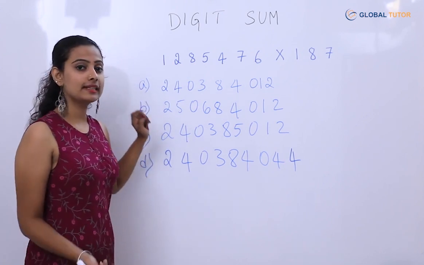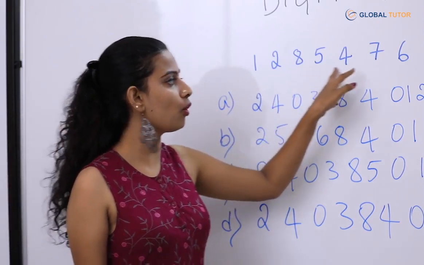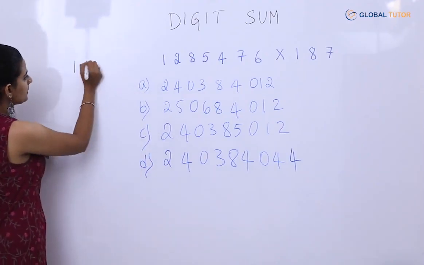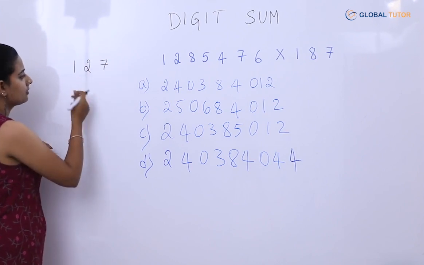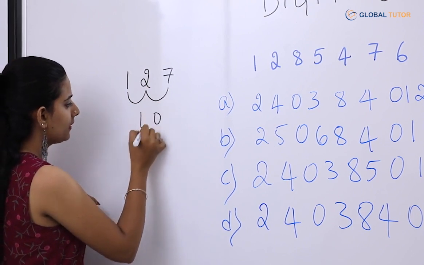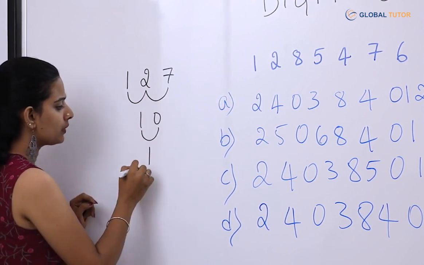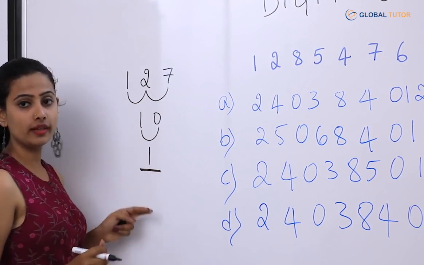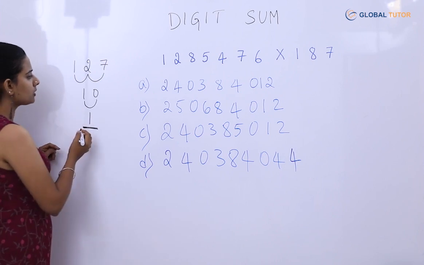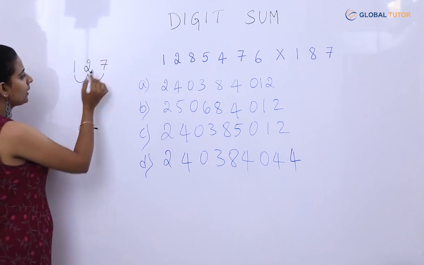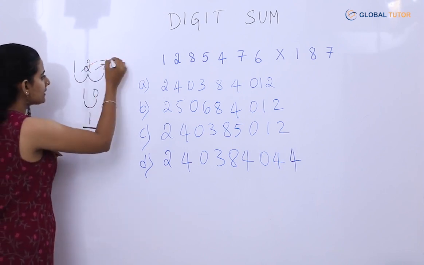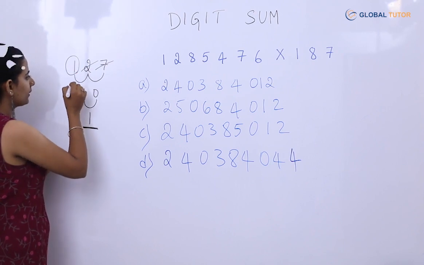What is digit sum? Digit sum is basically the sum of all the digits in the given number. So I'll give you an example. Consider 127. Here 1 plus 2 is 3, 3 plus 7 is 10, and then 1 plus 0 is 1. So here the digit sum is 1. A few people also call this the root digit. Now also observe one more thing: in 1, 2 and 7, 7 and 2 make 9, so you can discard that and you are left with 1.